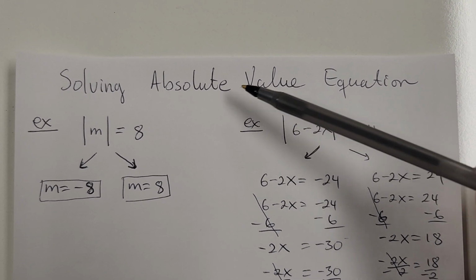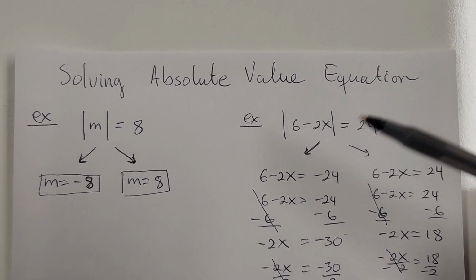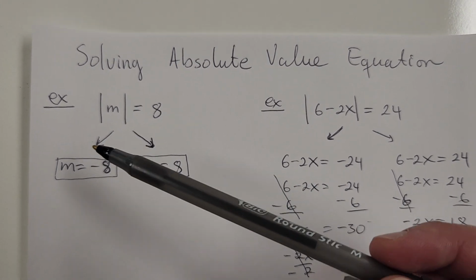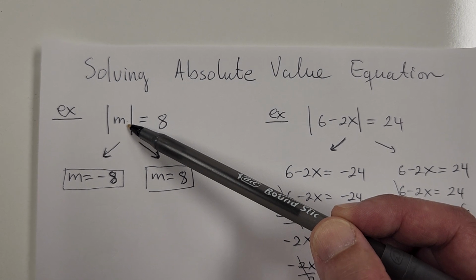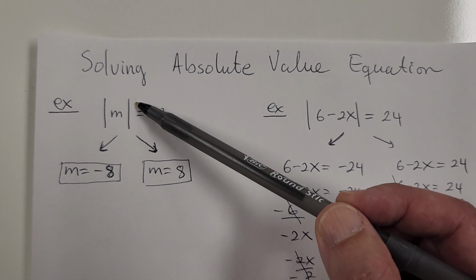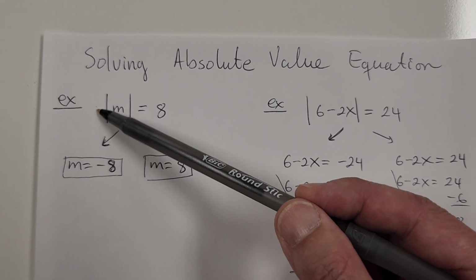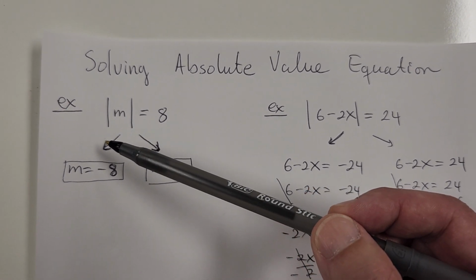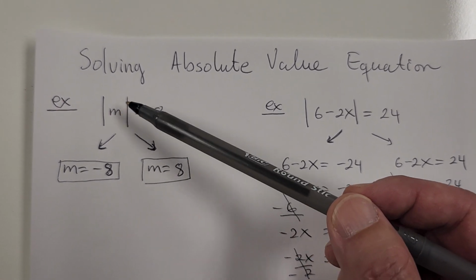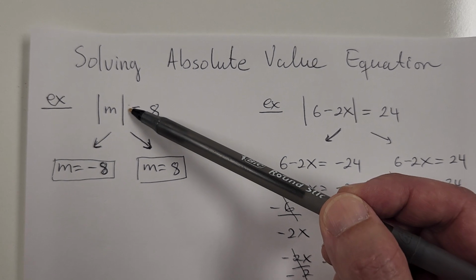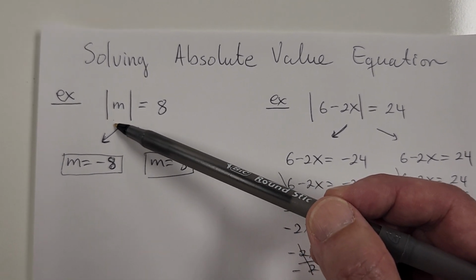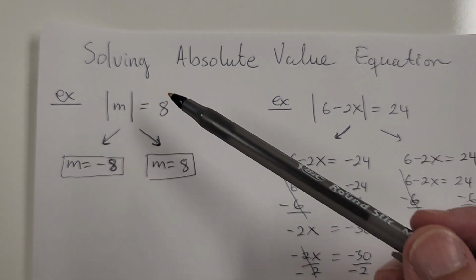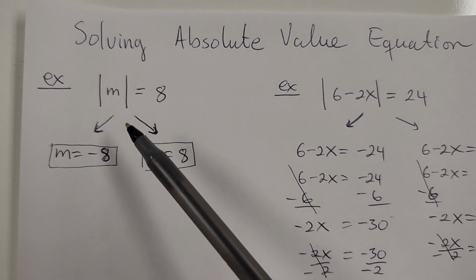This lesson is solving absolute value equations. Here I have an example. This absolute value equation is already by itself because there's nothing here and there's nothing in the front. Once it is by itself, again, that means there's nothing here, nothing in the front, and there's nothing in the bottom.